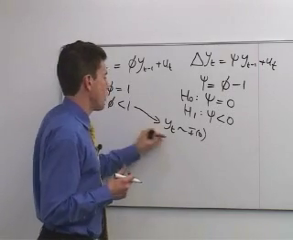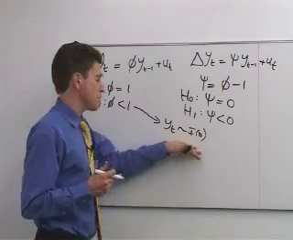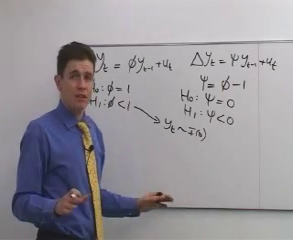If we reject the null hypothesis, we can conclude that the original series y t was stationary, and that's the end of the story.